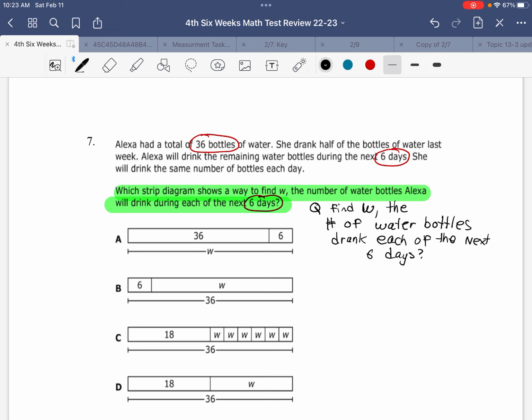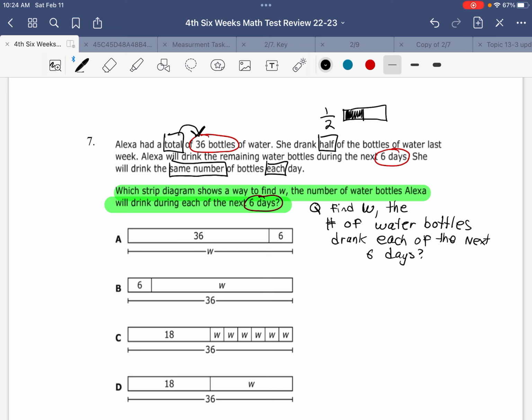So now I'm going to box in my keywords. So I have total. I know my total is 36, okay? It says she drank half. I know half is 1/2, okay? And if I even make a diagram of it, this is 1/2. Okay, so she drank 1/2 of the water bottles last week. She will drink the remaining water bottles during the next 6 days, and she will drink the same number of water bottles each day.